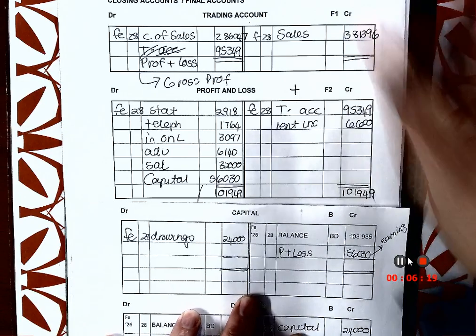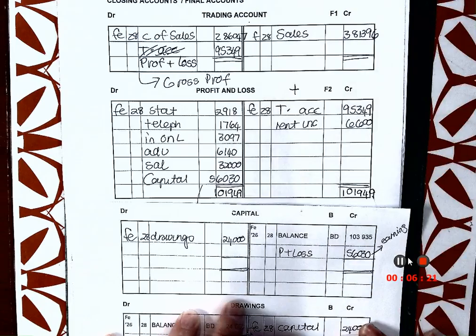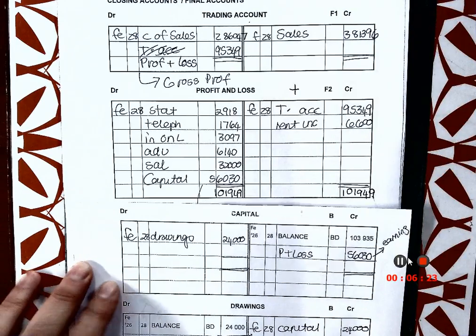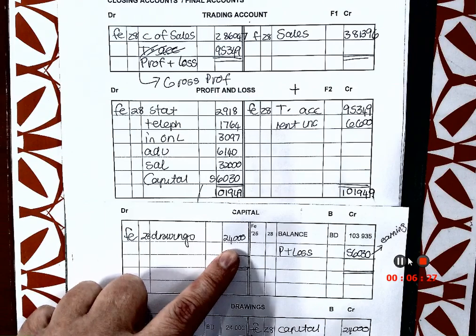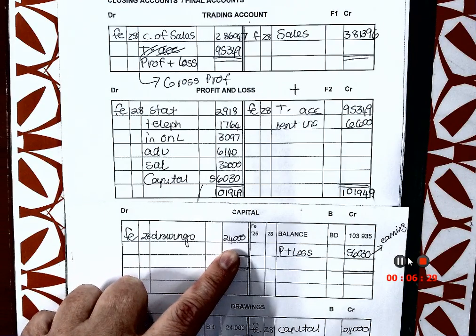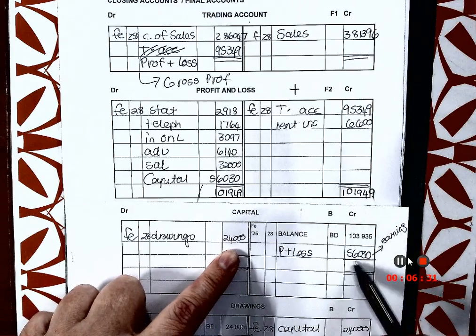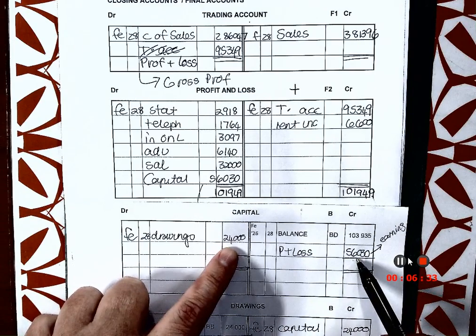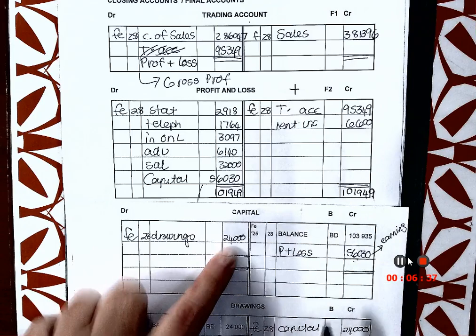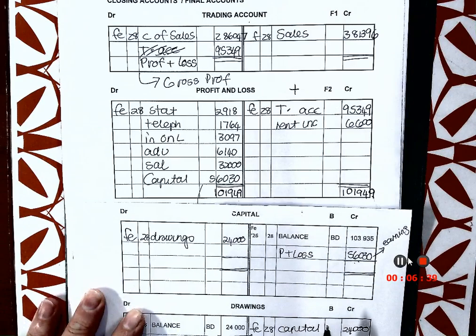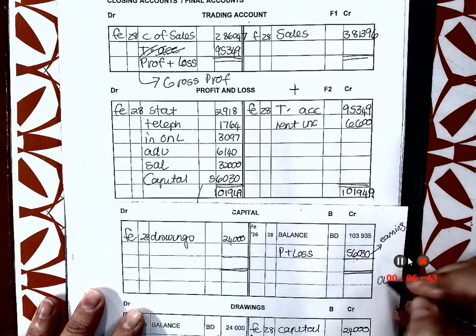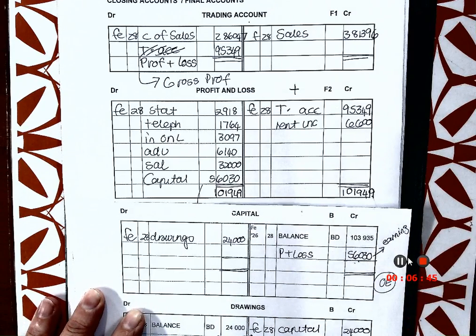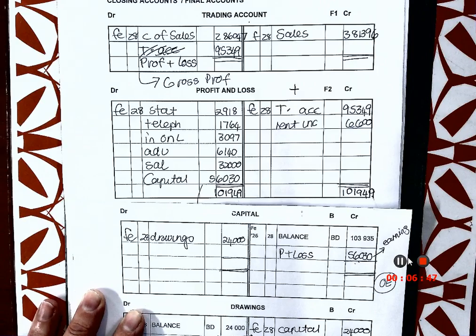Okay? And now I need to close drawings to capital. Why? Because if I close the drawings to the capital, I can see how much of the profit he already used. You see? And now I calculate what is my new capital. And this new balance here is the owner's equity. You see? It's a summary of the owner's equity.